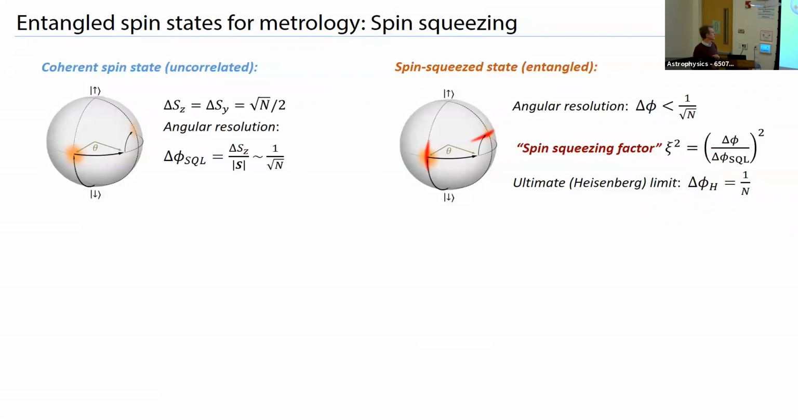Now, of course, you have to be careful when you prepare the state. You could possibly lose some of your coherence. So the statistic is not everything. You also need to care about the length of your spin vector, which shouldn't decrease too much. So in the end, there's a spin squeezing factor that tells you how much you actually gain with respect to the standard value of unentangled atoms. And it turns out that the scaling that you can get, in the best case, can be proportional to 1 over n instead of the 1 over square root of n that you get for unentangled atoms.